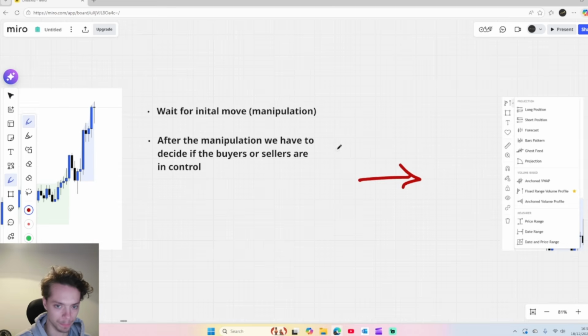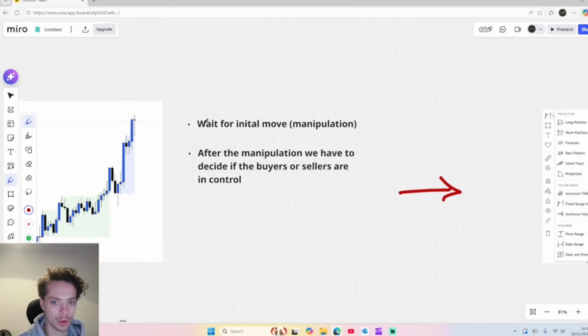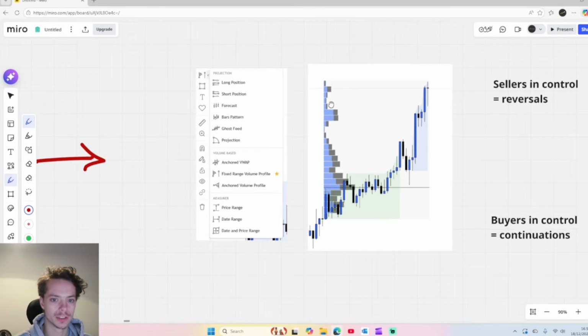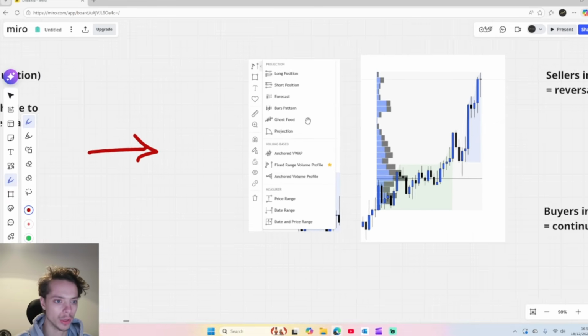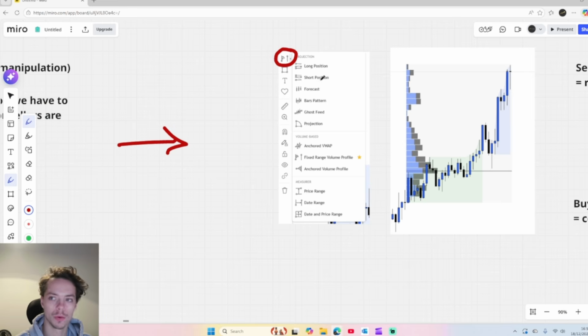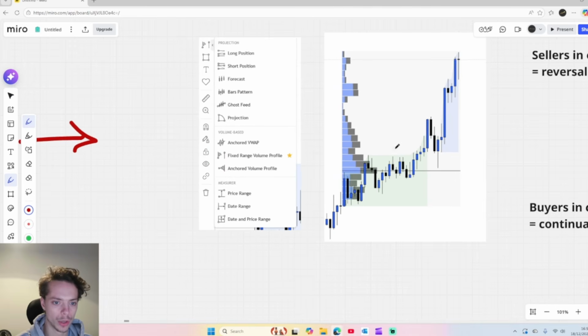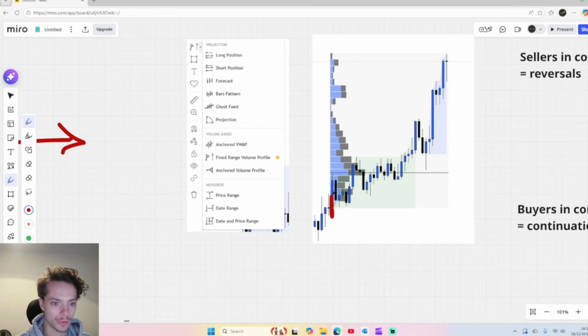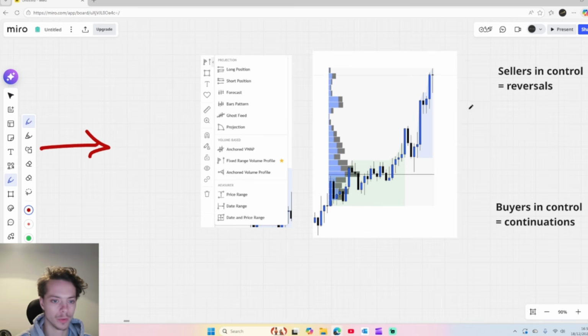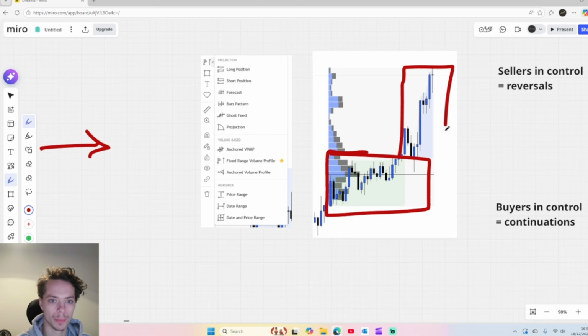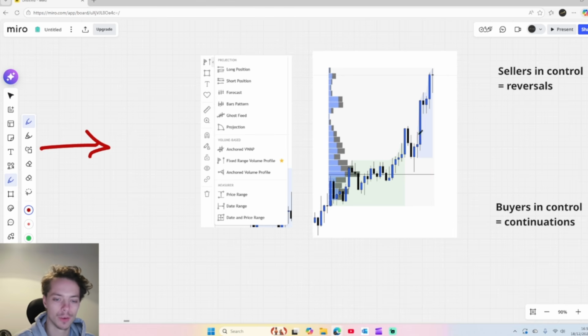But that's step one. Step two, after we've got this move, is you want to use your fixed range volume profile. So come over to here where the buy and sell button is, and you can see down here the fixed range volume profile. Now what you want to do is draw it from the start of your Asia session to the end of your manipulation. Very, very simple. You want to encapsulate the whole Asia session and also your manipulation move, and it's going to tell you where the volume is.